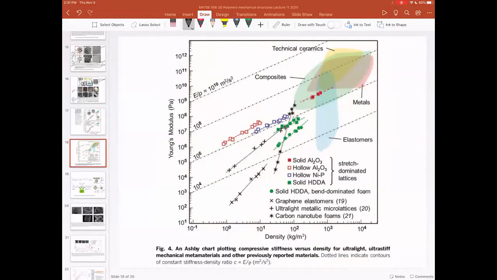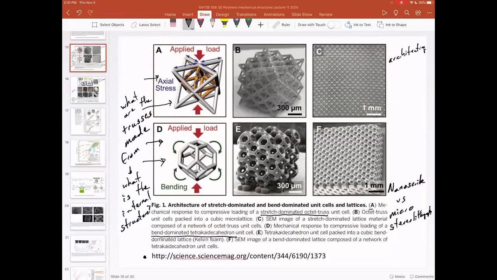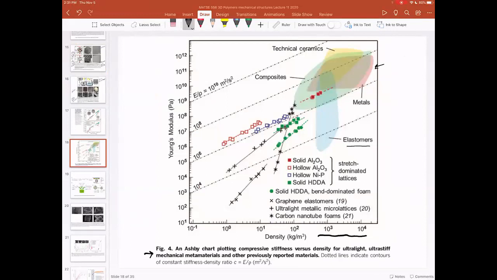And so they show this on the Ashby plot. Metals, technical ceramics, composites, elastomers, these are conventional materials, and they all sort of lie up here. And you see these are all relatively high density, because compared to these open scale trusses, a chunk of metal is going to be a lot heavier or a lot more dense in terms of the overall bulk density than some of these trusses. And you can go to really low density with some of these materials while still maintaining reasonable strength.